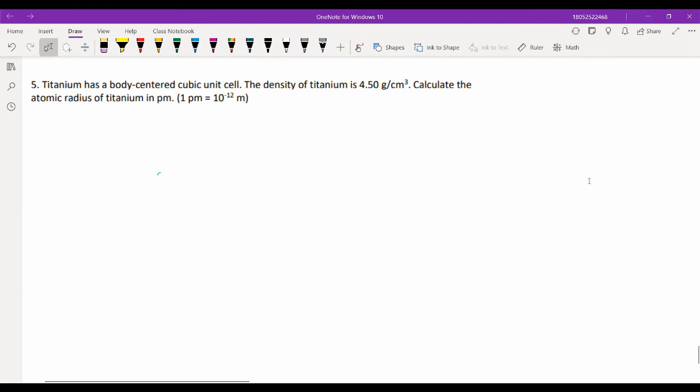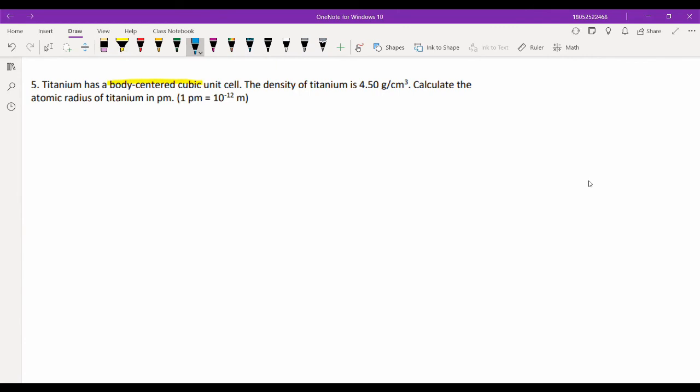Okay, in this problem, we're going to find the radius of a titanium atom from the density of the solid titanium substance. So we're kind of going backwards. This is a body-centered cubic unit cell. That'll be important for a couple of reasons.